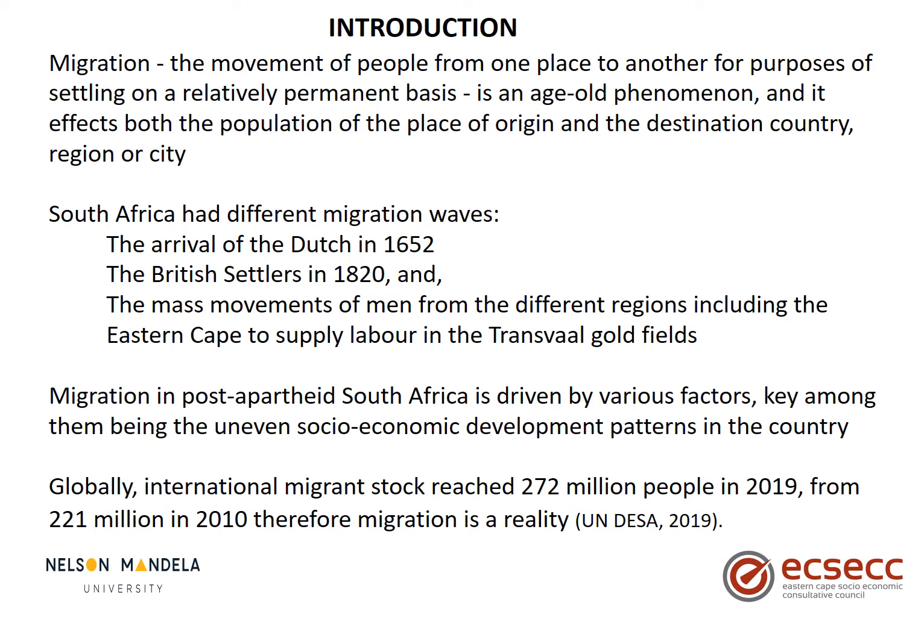South Africa has had a few migration waves. The first migration wave started with the arrival of the Dutch in 1652, and later on the British settlers in 1820, and later on the mass movements of people to the Transvaal gold fields as a result of the discovery of gold. In post-apartheid South Africa, migration is still happening as a result of uneven socio-economic development patterns in the country, where people have to move from regions that are less industrialized to regions that are well industrialized in search of jobs. Globally, there are about 272 million migrants all over the world as at 2019, as reported by the United Nations Department for Economic and Social Affairs.